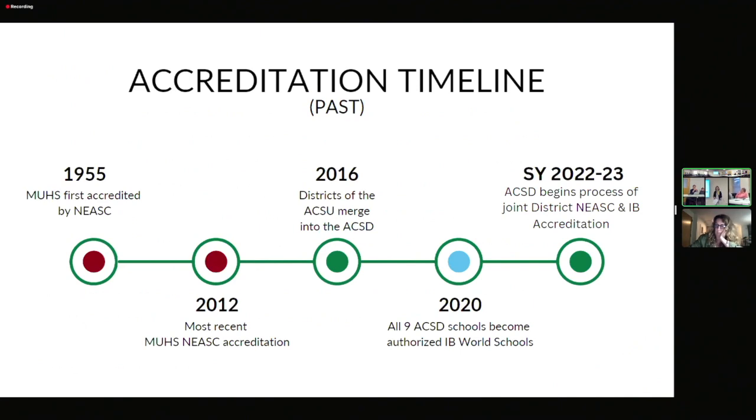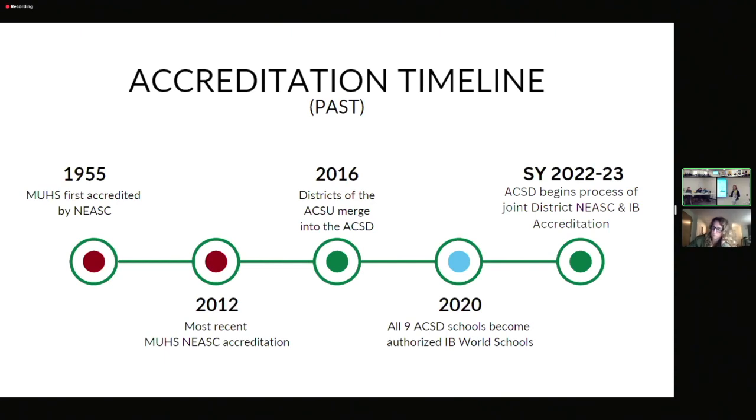This might help ground us a little bit in where we've been with NEASC. In 1955, MUHS became NEASC accredited. 2012 was our most recent visit. It's usually a 10-year visit, and at that time, we had just found out that NEASC and IB were looking into this partnership to offer joint accreditation, and they allowed us to extend our visit in order to engage in this. We are going to be the first U.S. public school district to engage in the joint full district accreditation. While other schools are going through the joint NEASC IB accreditation at the school level, we'll be the first public school district in the country to do that.